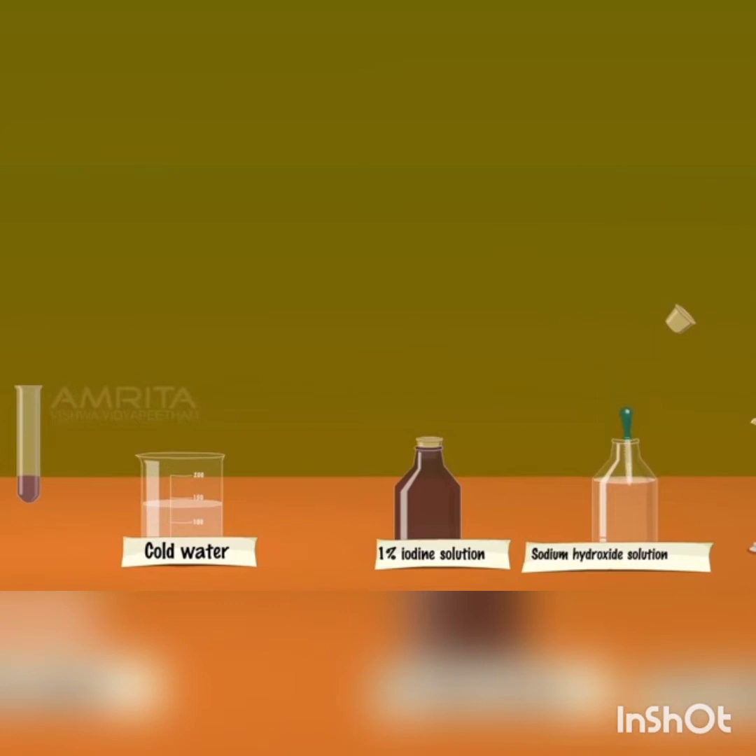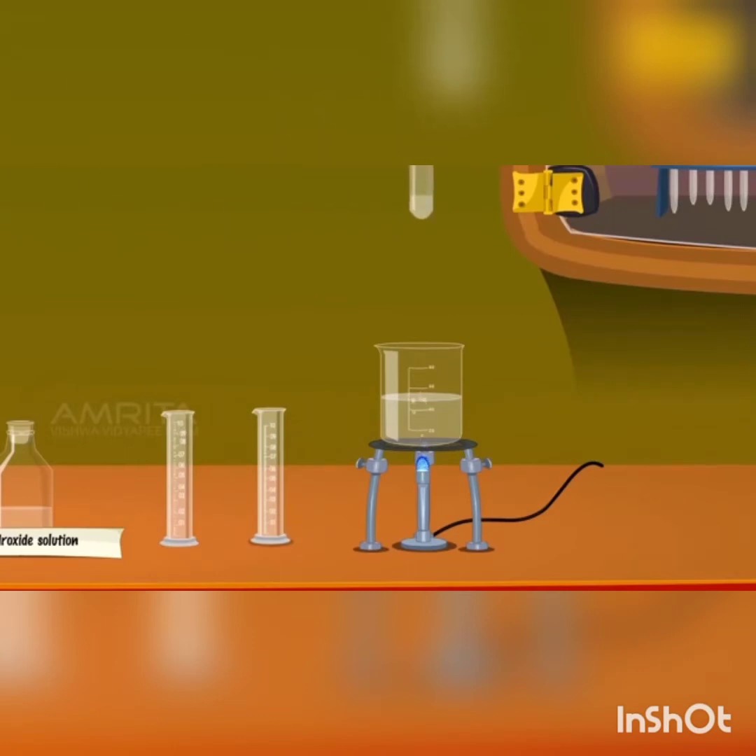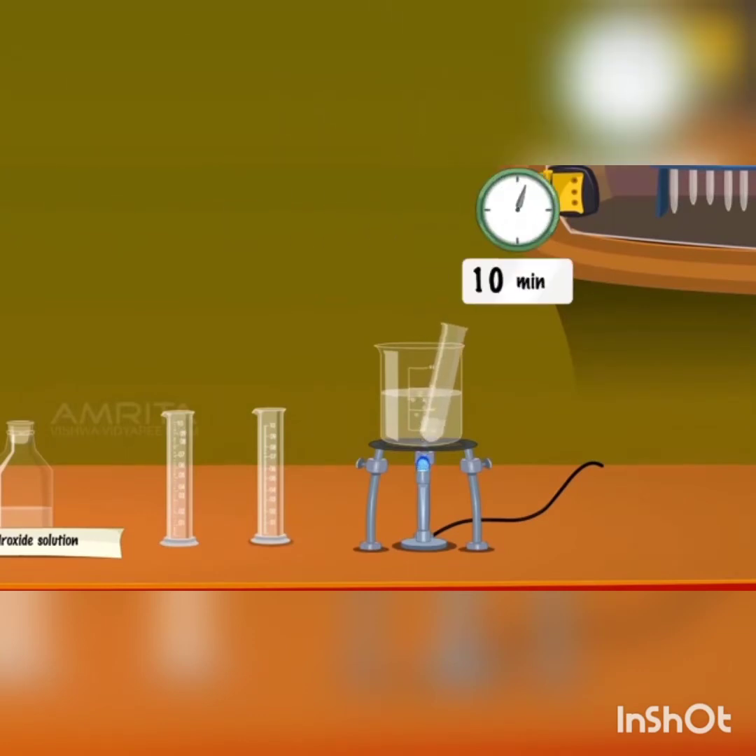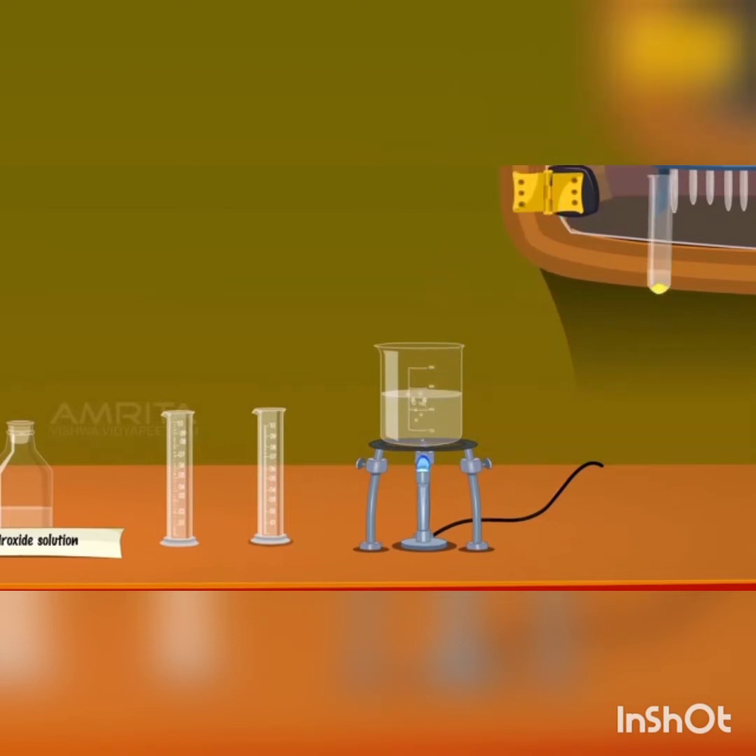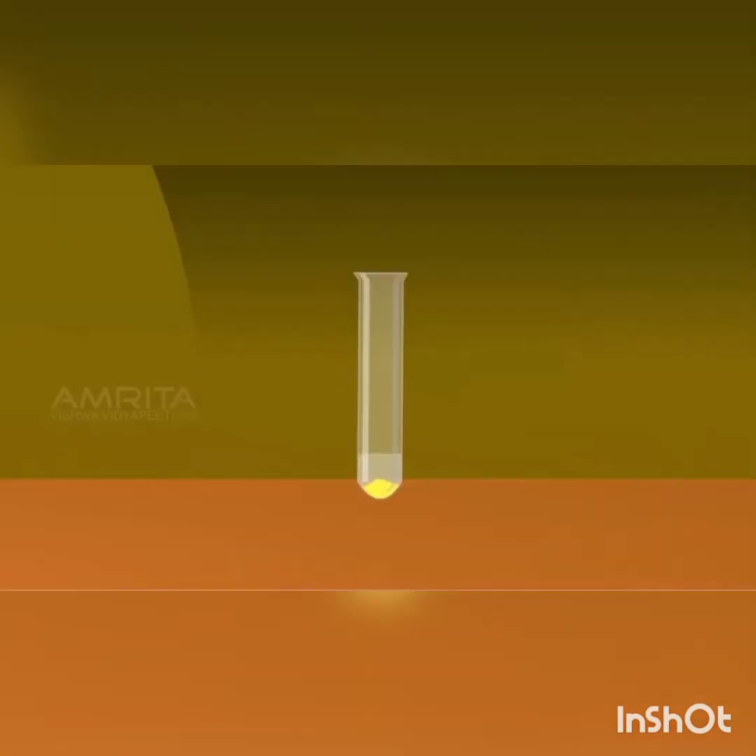Add dilute sodium hydroxide solution dropwise until the brown color of iodine is discharged. Warm the mixture gently in a water bath. Formation of yellow precipitate of iodoform indicates the presence of alcoholic group.